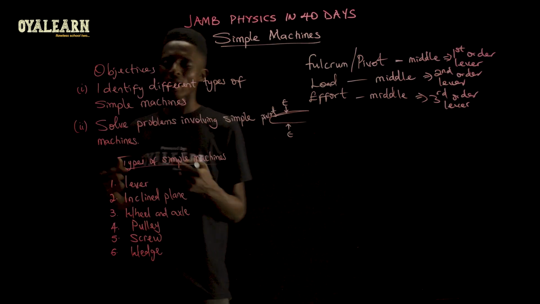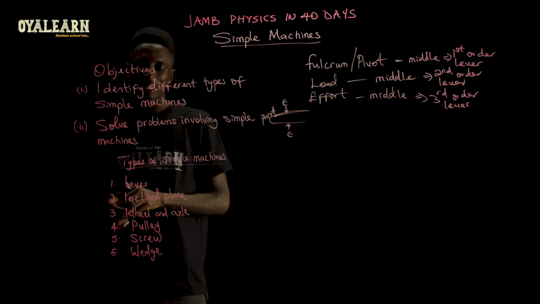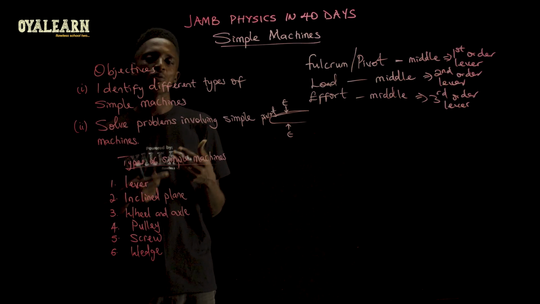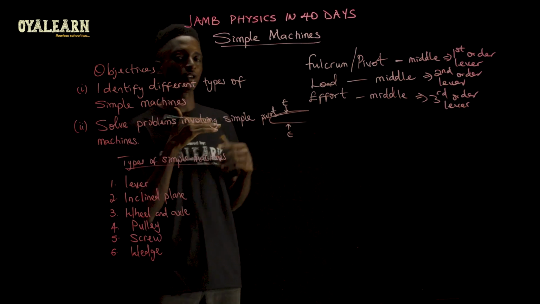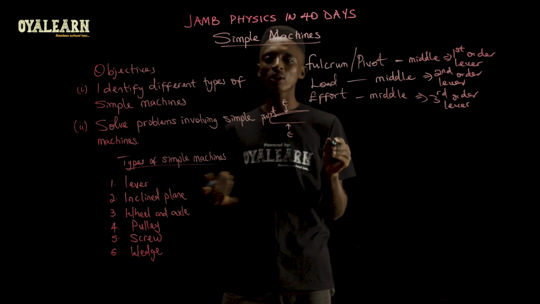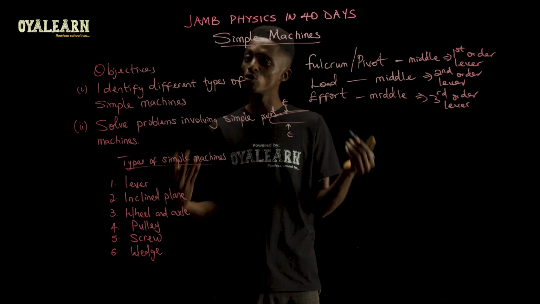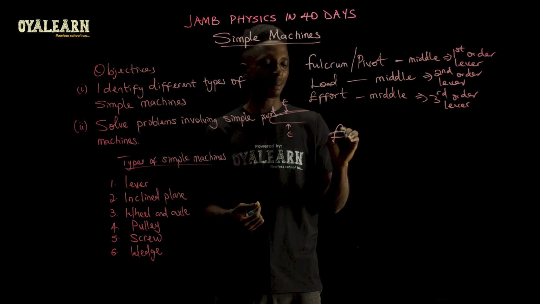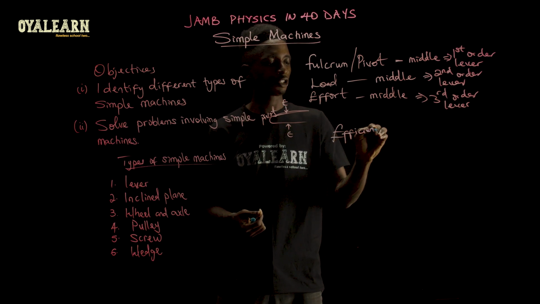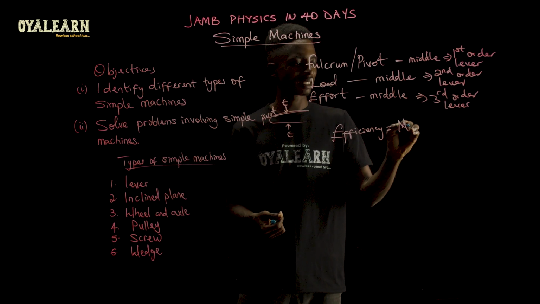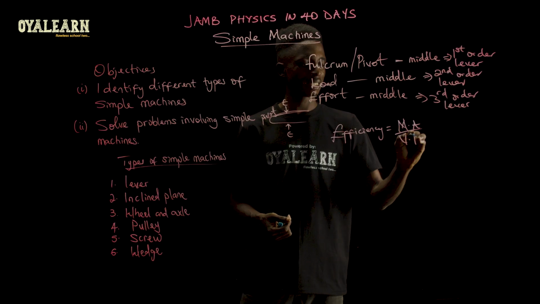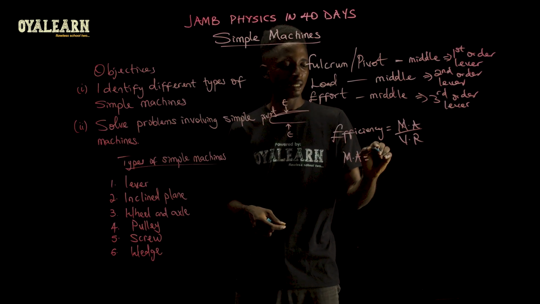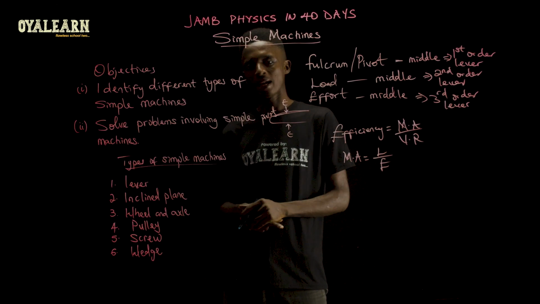So that's one of the things you must be able to identify when it comes to different types of simple machines. And then another thing they expect of every candidate is to be able to solve problems involving simple machines. Here are some of the things you should know before you can solve problems on simple machines. You should know that for every simple machine, the efficiency is not 1, because friction will affect the efficiency of a machine. And the efficiency of a machine is given by mechanical advantage over velocity ratio. You should also know that mechanical advantage is the ratio of load to effort applied, right?